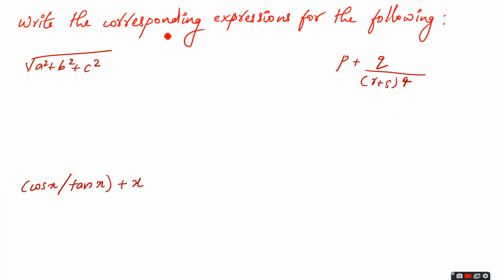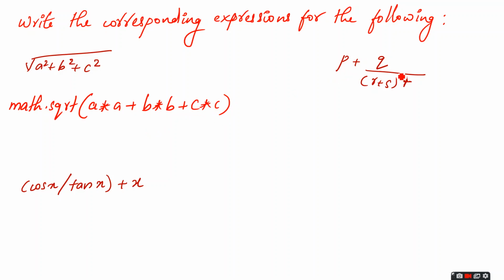Next, we are going to write an expression for the following. Square root of a square plus b square plus c square. So how will we write? In order to get the square root, we are having a square root function inside the math module. So we'll write math.sqrt. Then inside the parenthesis, a square, we can write a into a plus b into b plus c into c.